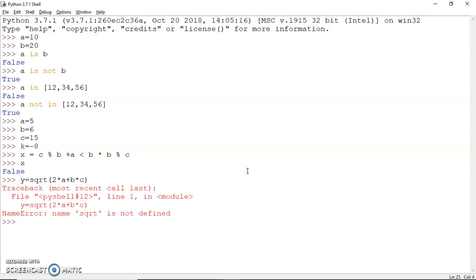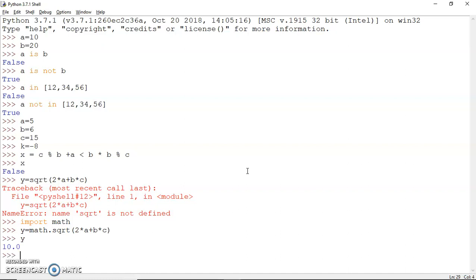No, because we don't have any inbuilt function sqrt. So we must import this from the math module. So one way would be to use it like this: import math, and then we can copy it here, and I can just precede this function with math.sqrt.